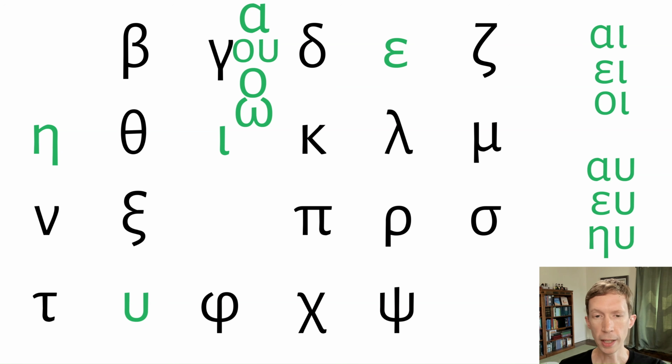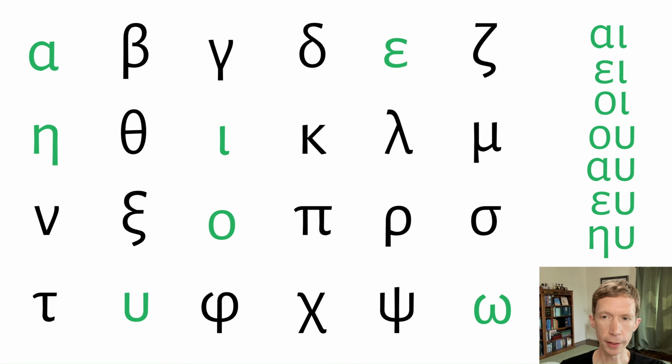Omicron and omega sound the same in Koine Greek. In the Attic or Classical Greek period, these sounded different. When the Koine language was the common language of the Mediterranean world, these sounds merged, so they sound the same. Ga, gu, go, go. All the other vowels, this sounds like a Y.